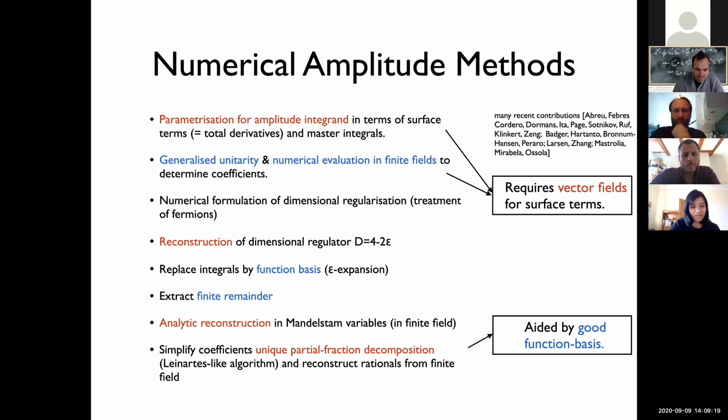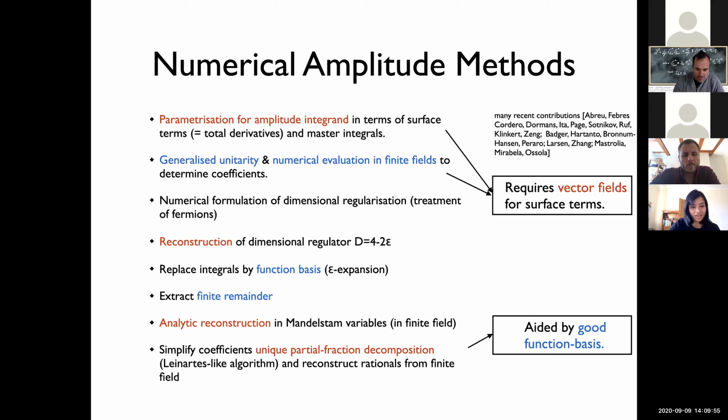One cleans up these things, so one extracts the relevant piece, the finite remainder, and if one wants, one can at that stage then try to analytically reconstruct the analytic form of the coefficients. So that's again using multiple numerical samples in order to reconstruct a rational form of coefficients. And finally, one tries to clean up these expressions. And one way to clean up expressions is using Lennart's partial fraction decomposition methods.